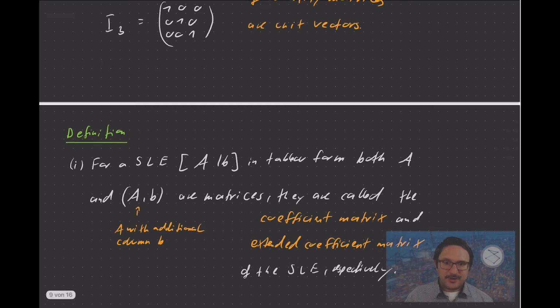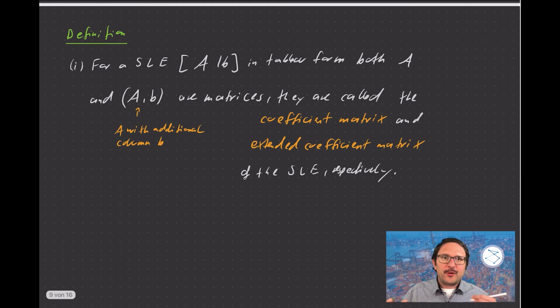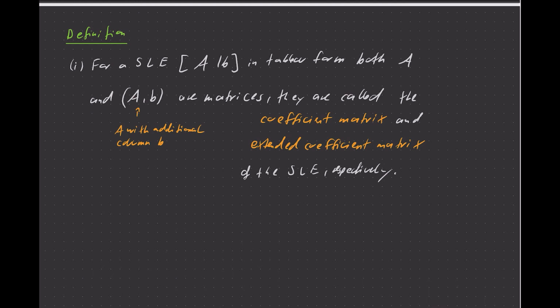And one last thing we need to transfer over from the world of systems of linear equations and their tableau form. We defined a rank for a system of linear equations. And of course, we can just transfer that definition to matrices by saying, well, the rank of a matrix is equal to the rank of the tableau if we regard this A as the coefficient matrix of a system of linear equations.